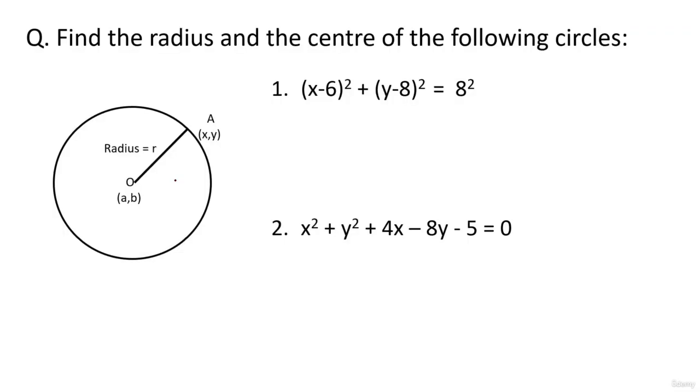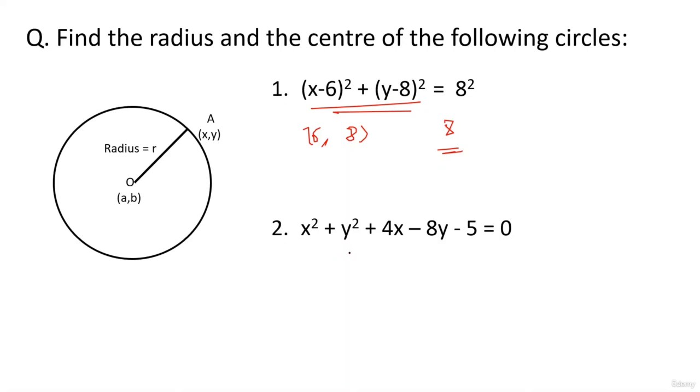Find the radius and the center of the following circles. Very easy question. The first one: we know that from the general equation, it's (x minus a) the whole square plus (y minus b) the whole square equals r square. So comparing, the coordinates of the center are 6, 8, and this is equal to r square. So the radius is nothing but 8 units. 8 square is r square in the equation, right? So r is equal to 8.